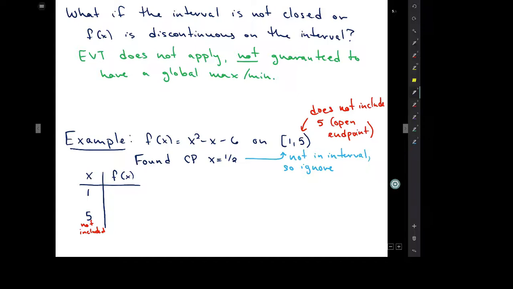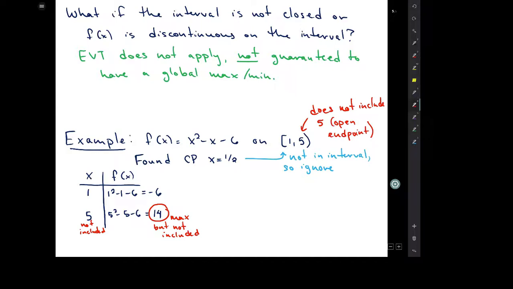So if I plug 1 into my function, I have 1 squared minus 1 minus 6, and that comes out to negative 6. And if I plug 5 in, I have 5 squared minus 5 minus 6, and that comes out to 14. So I do still have a maximum value of 14, but it's not included because this point is not included on my interval.